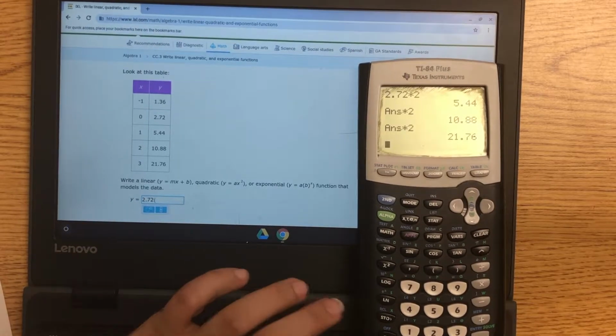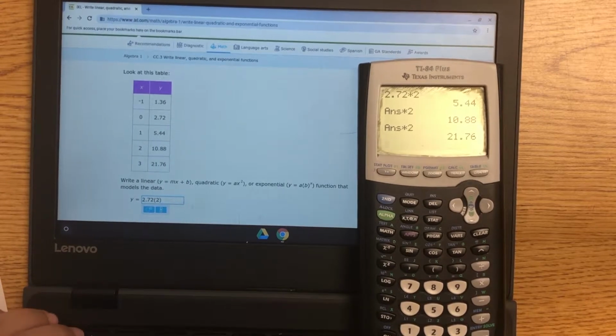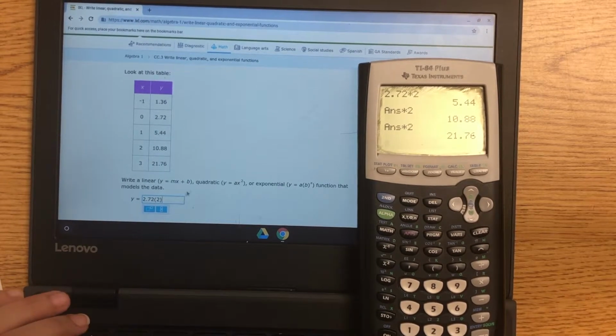Then parentheses. B, how am I changing every time? I'm multiplying it by 2. And then raised to the power of x. And you can check it, but I'm not checking this one.